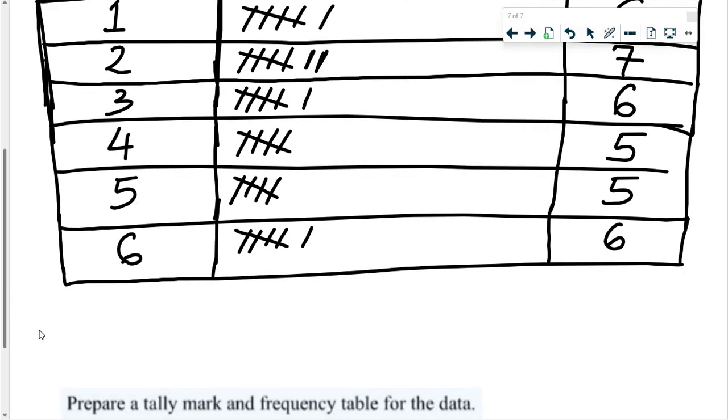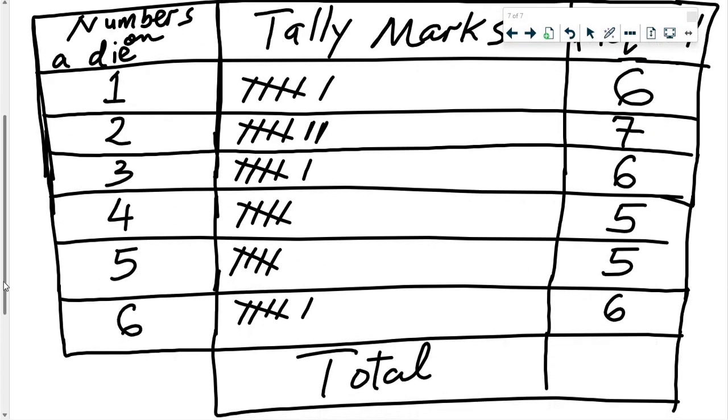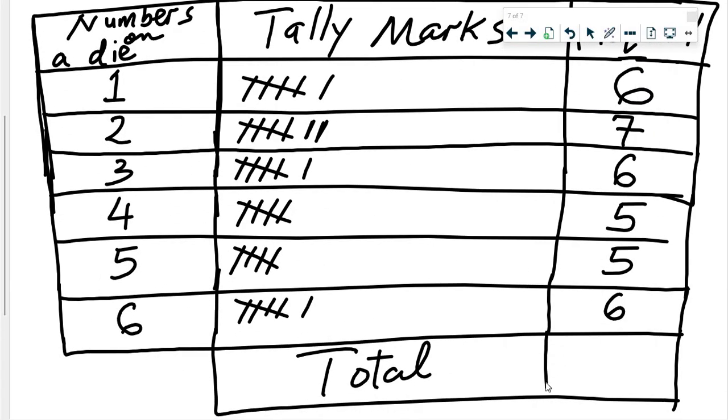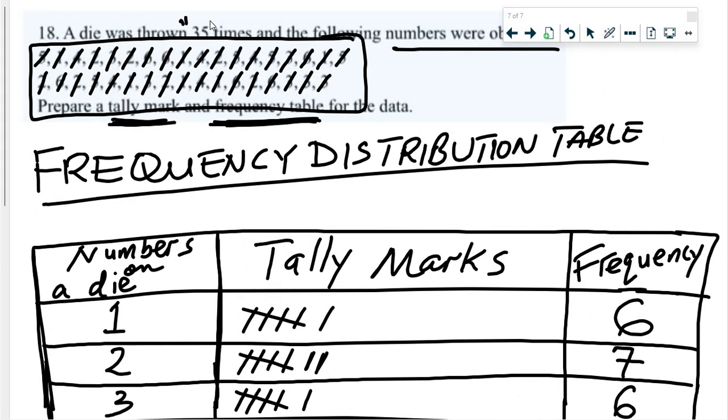How do you know that this table is correct? When you find the total. The total of these frequencies should be equal to the number of times this die was thrown.